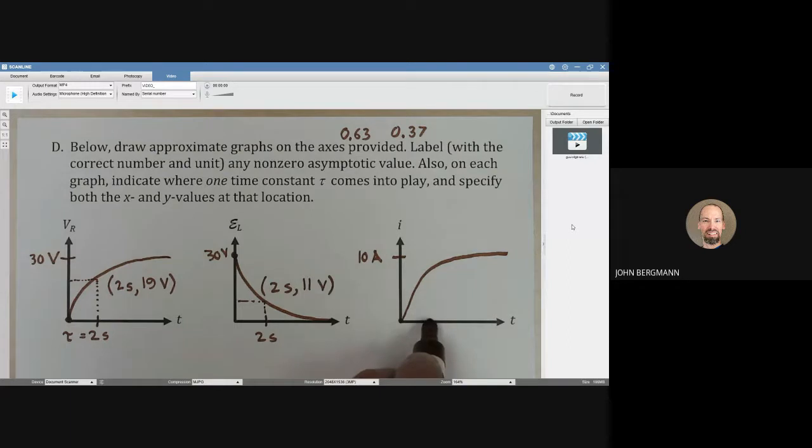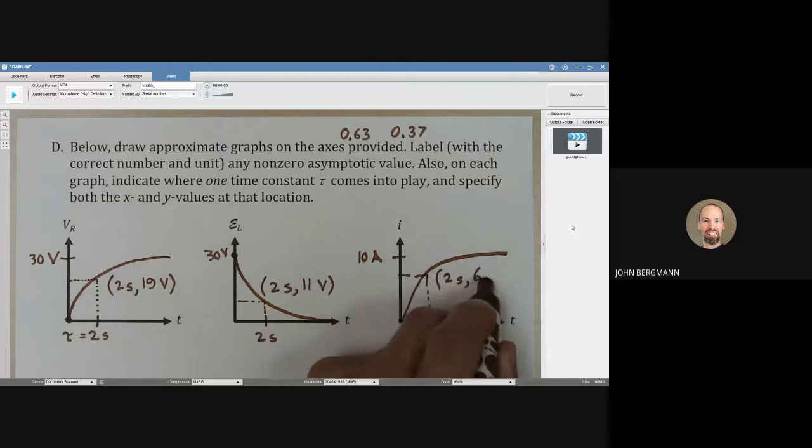Same sort of idea here. Not a great drawing, sorry about that. 2 seconds. That's going to be the x-coordinate, and then the y-coordinate is going to be 63% all the way up to 10 amps, which is about 6.3 amps.